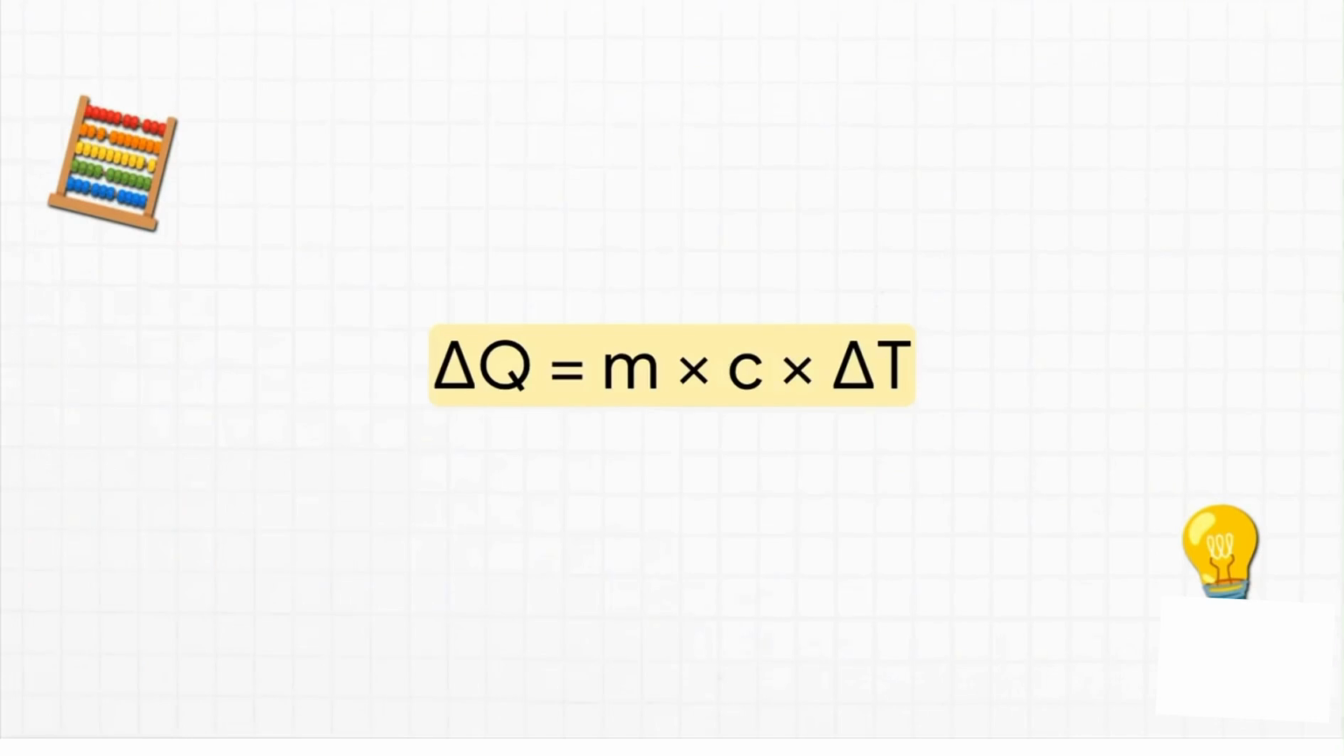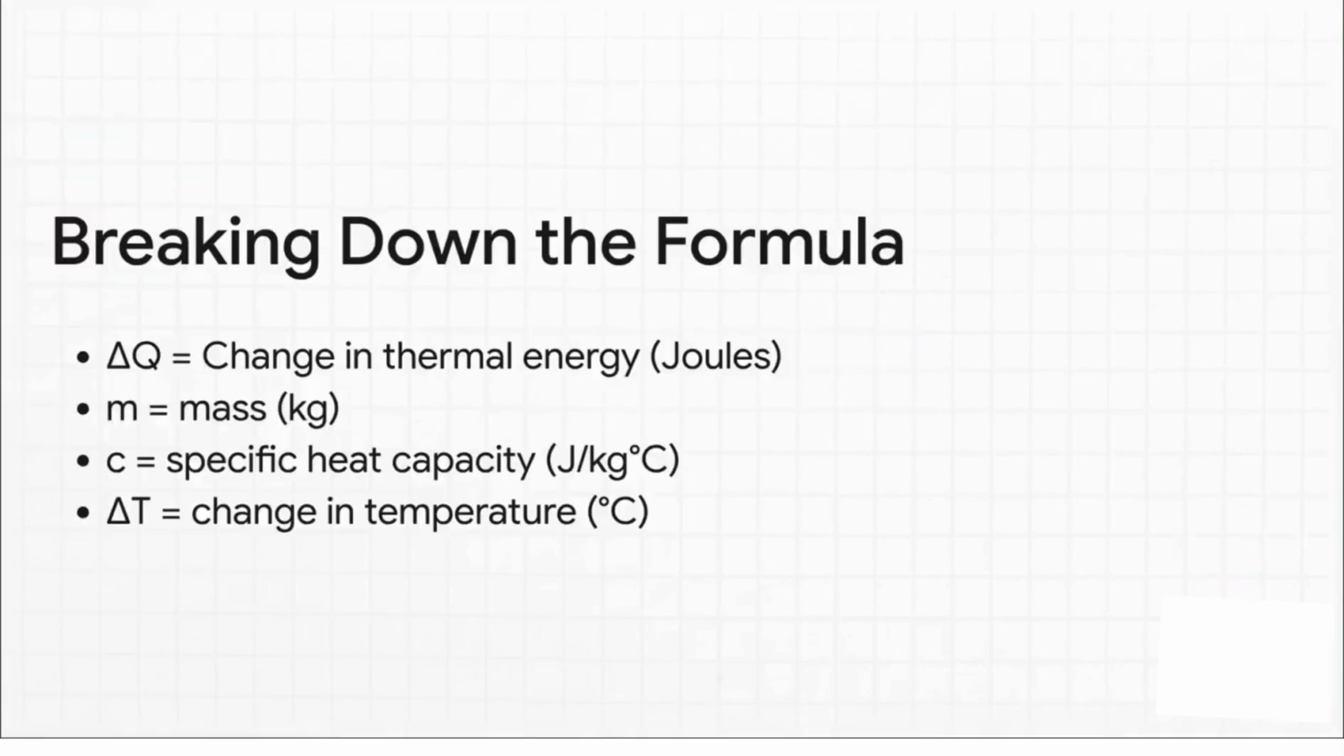And this is the formula you'll need. It looks a bit scary, but it's super useful. The change in thermal energy, Q, is just the mass, m, times the specific heat capacity, c, times the change in temperature, T. So let's quickly break that down. Delta Q, that triangle just means change in, is the heat energy you've added, and we measure that in joules. m is the mass, and make sure it's in kilograms. c is that special specific heat capacity number for whatever you're heating, and delta T is just the change in temperature, how much hotter it got.